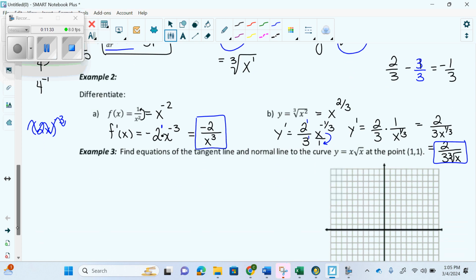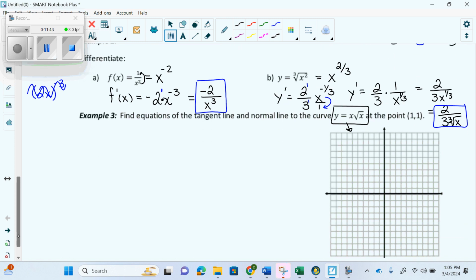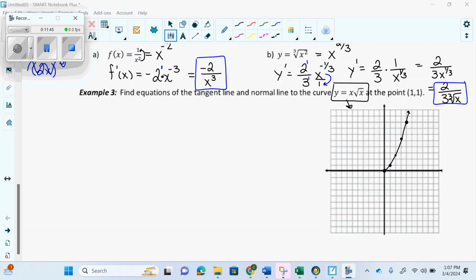All right. So I need you to graph this. Here. Go. All right. So I just sketched it off with my calculator. Nothing crazy. We could do t-tables if we wanted to. We could plug in 0, 1, and 4. They came out as nice numbers. But I just sketched the graph of y equals x root x.